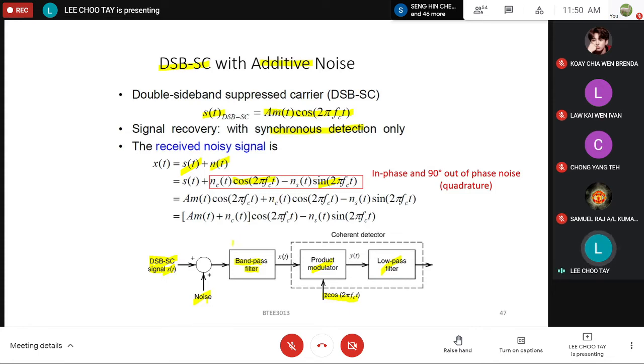Next I put in the expression for ST, which is this one here. Collecting the terms for the common factor, which is cos 2 pi FC T, I have this. Basically, it is the baseband signal, my message signal, multiplied with the amplitude of the carrier I use at the transmitter, plus the noise component that is in phase with the signal.